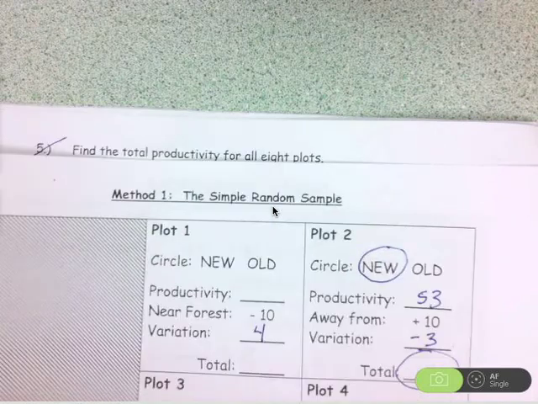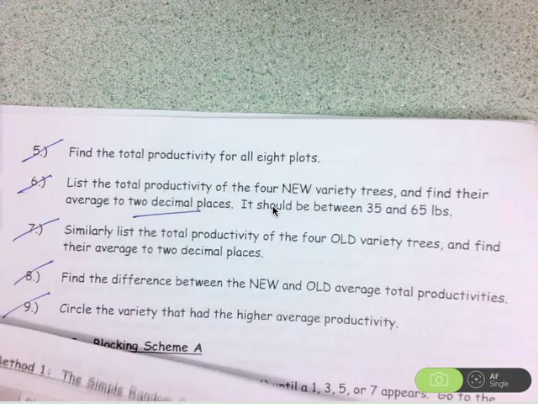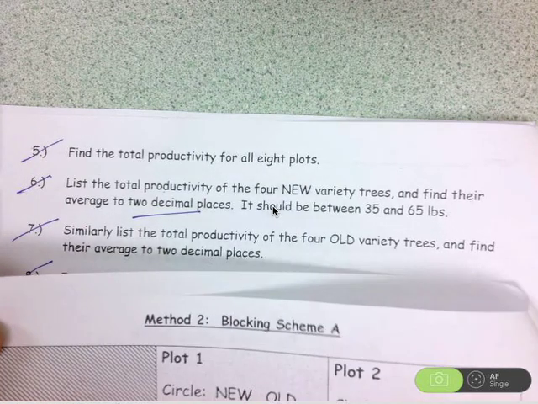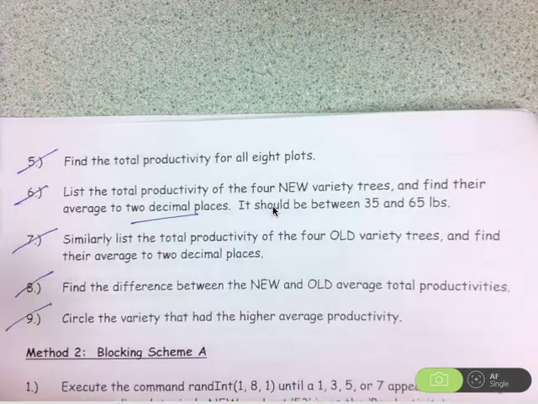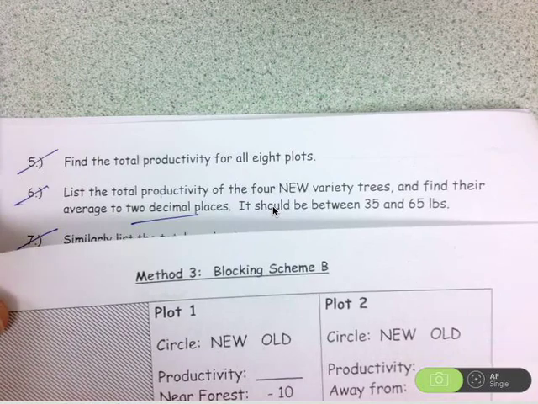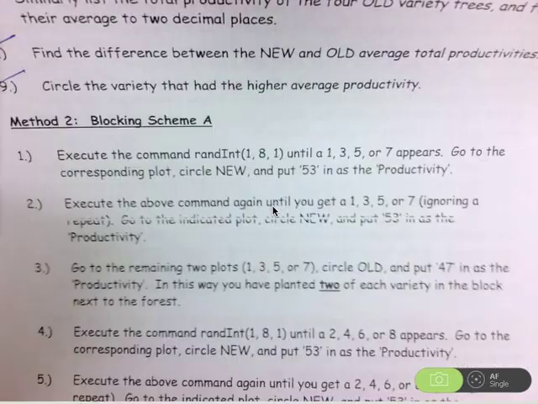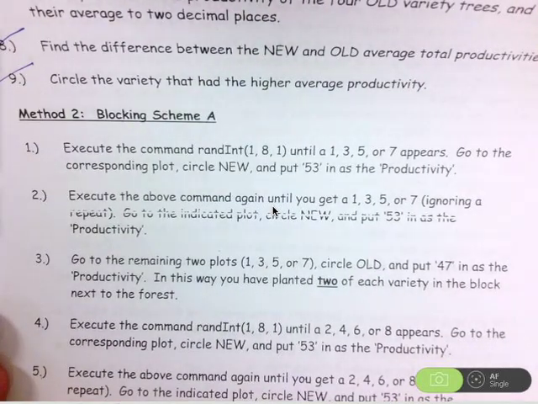But that's just the simple random sample method. Now you have to follow the directions carefully enough to continue with method 2 to simulate blocking scheme A, or to continue with method 3 to simulate blocking scheme B. So again, I didn't want you to do it with me. I want yours to be different from mine. I'm just trying to show you how carefully I've written the directions. If you follow the directions really carefully, you'll be in great shape.